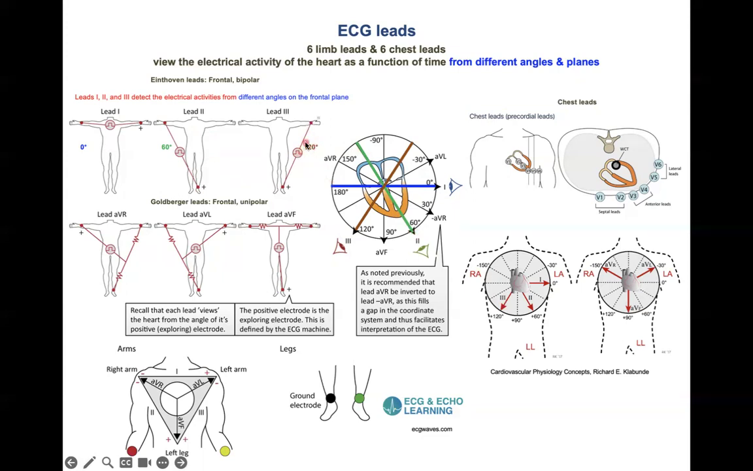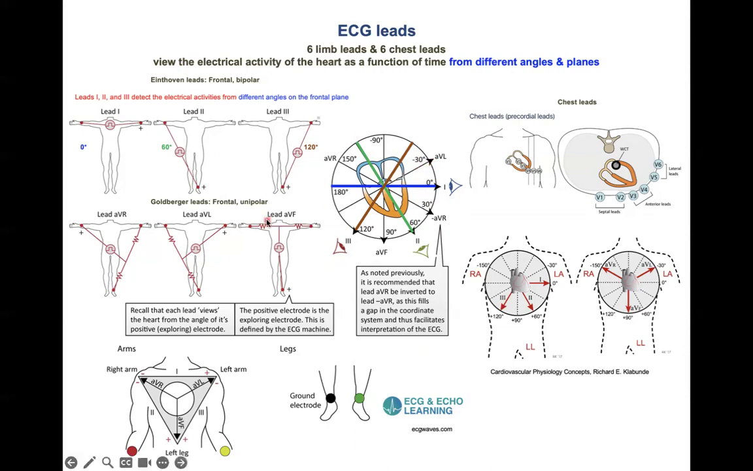Lead 3, 120 degrees, you can see here. So here we see the symbols of the eye. This is the position from which we're looking at the electrical activity of the heart. So now we have leads 3, 2, and 1 placed in this circle. They are about 60 degrees apart from each other. We can improve the resolution by adding more leads, as we will see later.